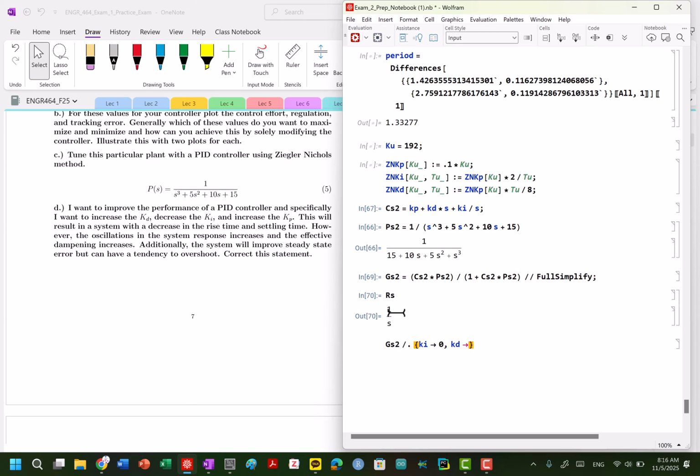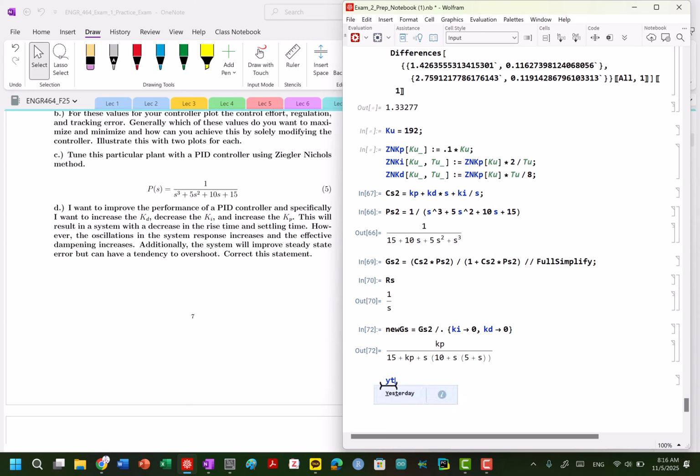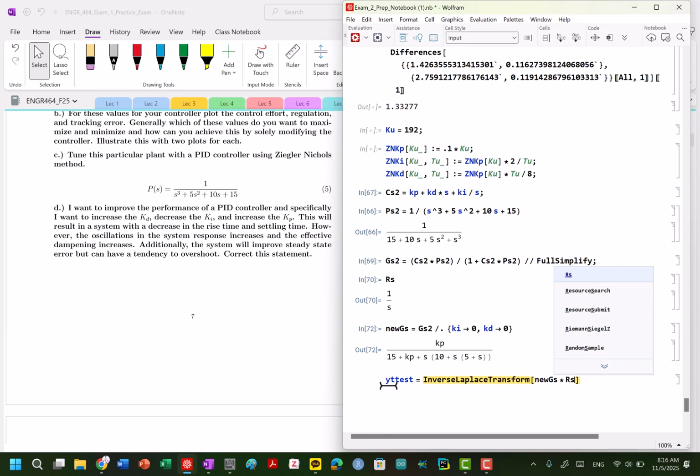And we're just going to tune the proportional controller first, or our gain. So we have our system here. I'm going to call it my new GS. What we're now going to do is look at the time response. So I'm going to say my YT test is equal to the inverse Laplace transform of new GS times RS, S domain, T domain, and we've got our value here.